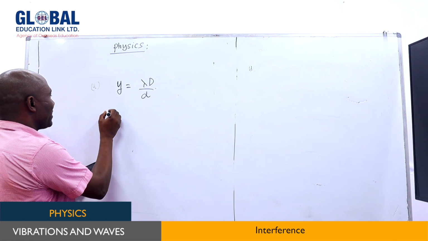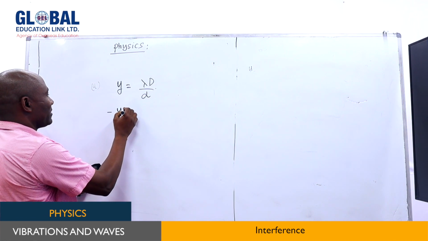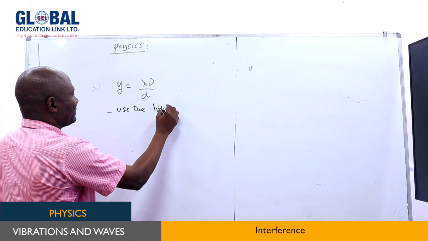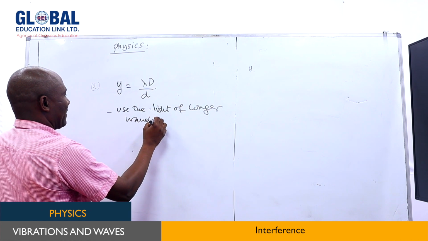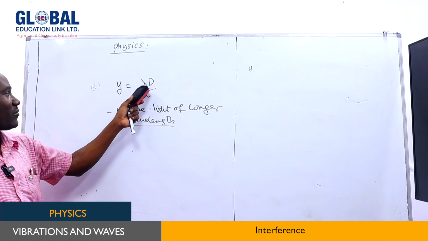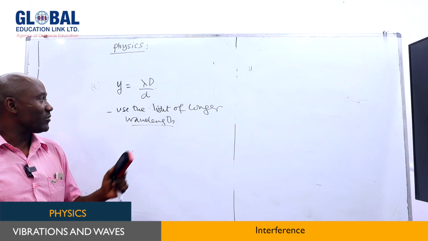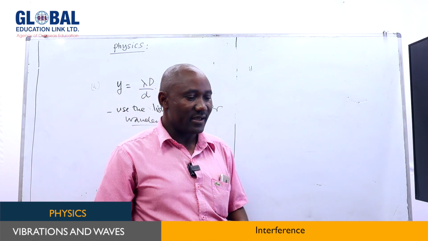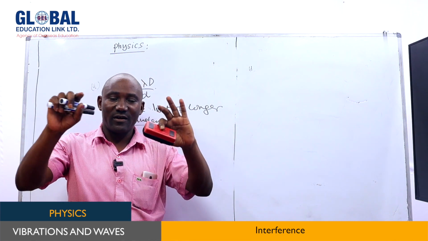One way of increasing the fringe width is to use light of a longer wavelength. Why do we use a long wavelength, not a shorter one? Because mathematically y is proportional to the wavelength. If you use a short wavelength, you're reducing the fringe separation. So one way of increasing the fringe separation is to apply in the experiment a source of light which has the longer wavelength.